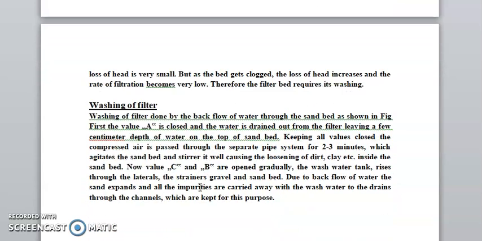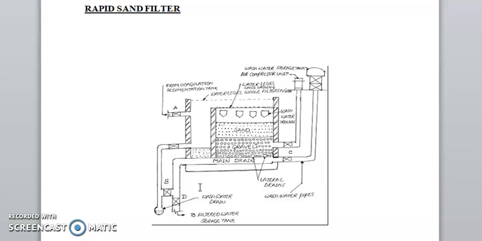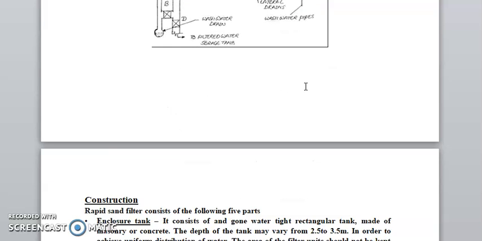This is one of them. This is the rapid sand filter. You can see the rapid sand filter. The compressed air is for washing purposes. This is the gravel. This is the sand. This is the sedimentation tank. After sedimentation, the inlet water moves here, passes to the gravel, and then passes through this one.